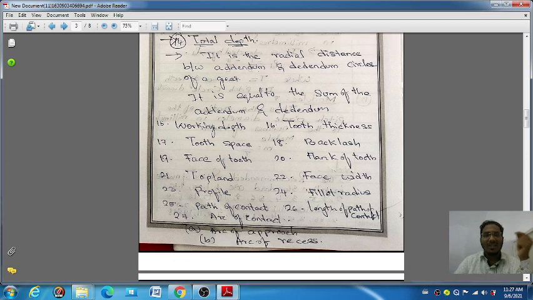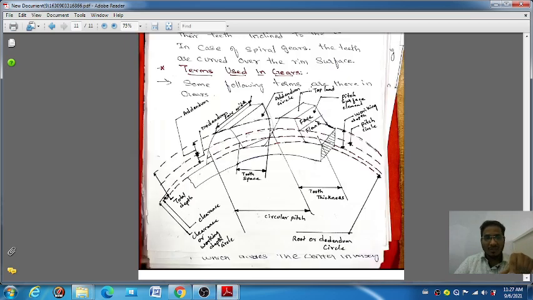Then there is working depth, tooth space, face of the tooth, tooth thickness, backlash, flank of the tooth, face width, profile, how the profile of the tooth will be, path of contact, arc of contact, fillet radius, and length of path of contact. These are other terms which we use in gears. You can see the different names here also. I already told you. Okay.